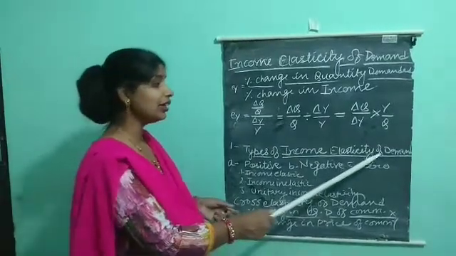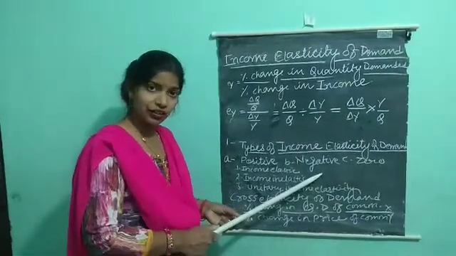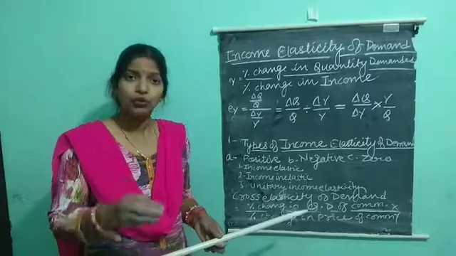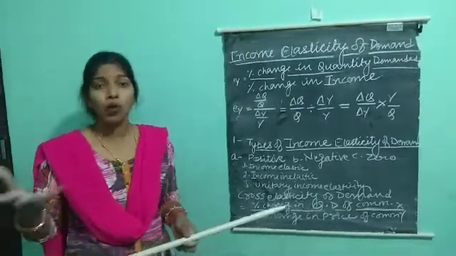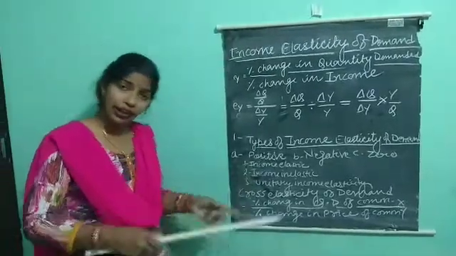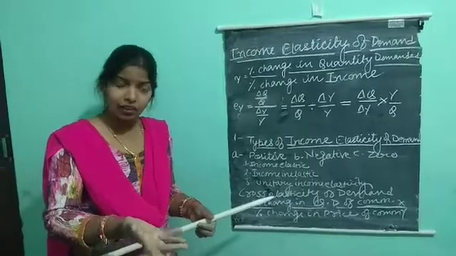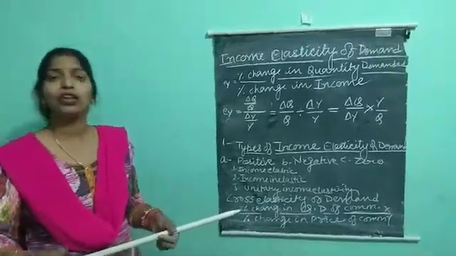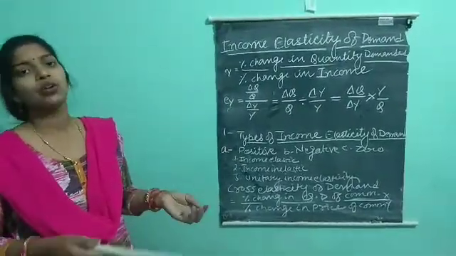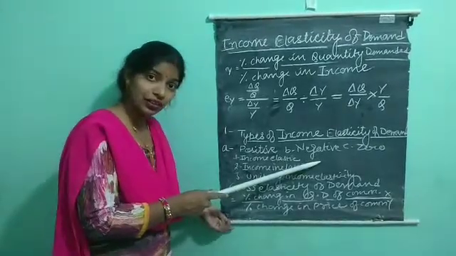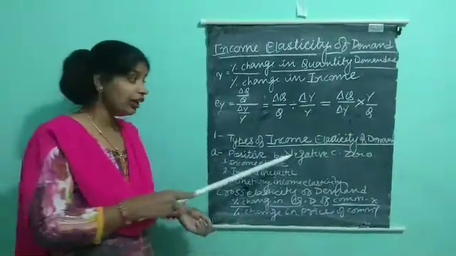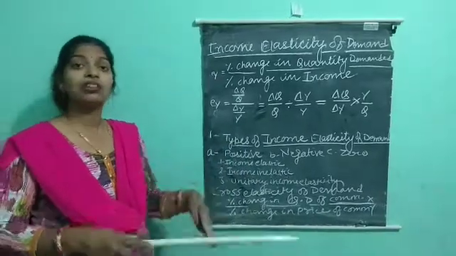Negative income elasticity of demand refers to when, due to changes in income, the consumer is not demanding more, the consumer is demanding less. In the positive case, if income is increasing, the consumer takes more quantity of a commodity. If income is decreasing, the consumer also decreases the quantity. But in negative, if income is increasing, the consumer takes less quantity. If income is falling, then the consumer takes more quantity.